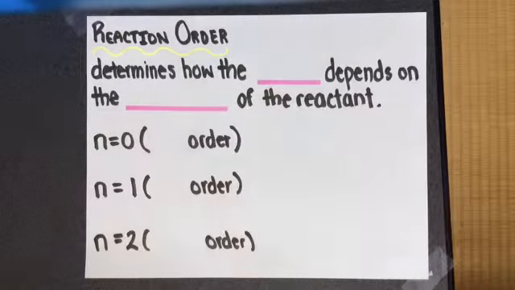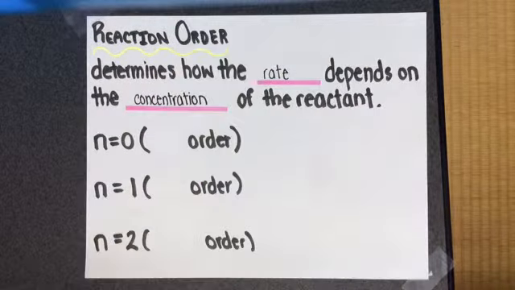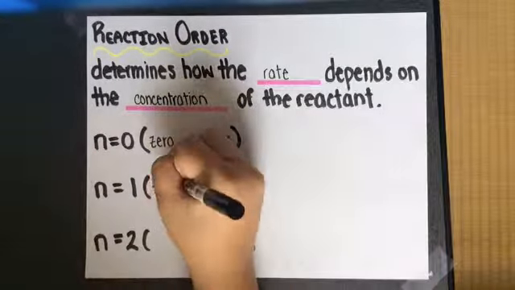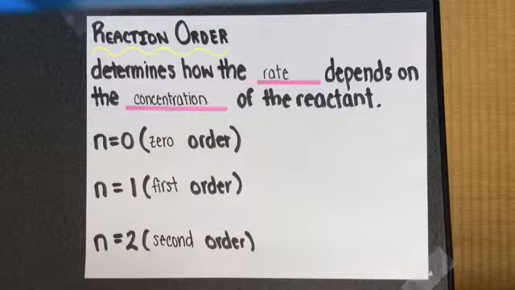Reaction order determines how the rate depends on the concentration of the reactant. Reaction orders can be zero, first, or second, with n equaling 0, 1, and 2, respectively.